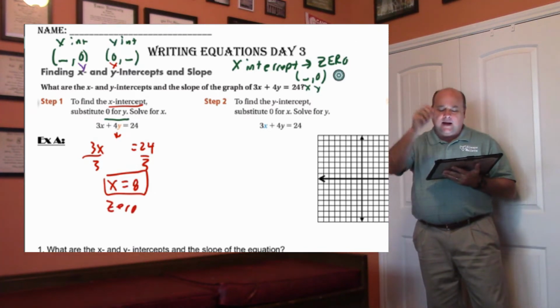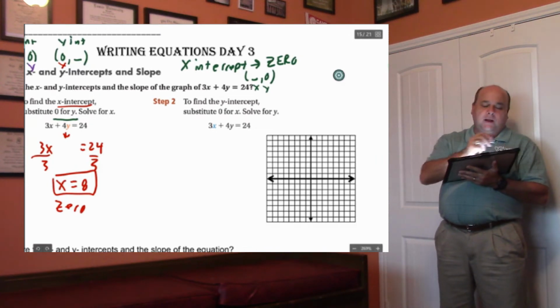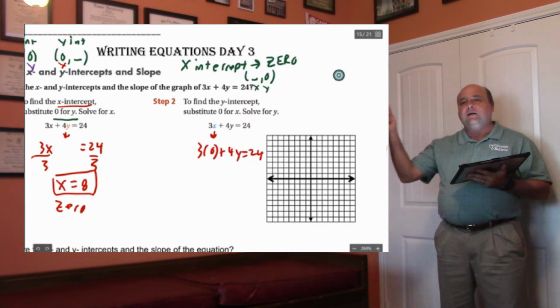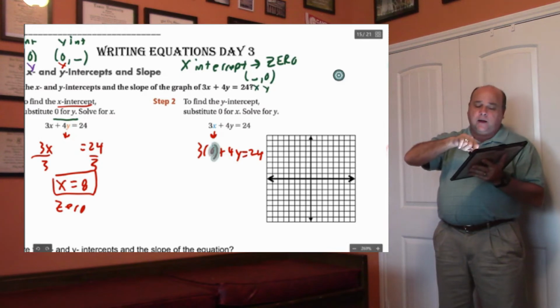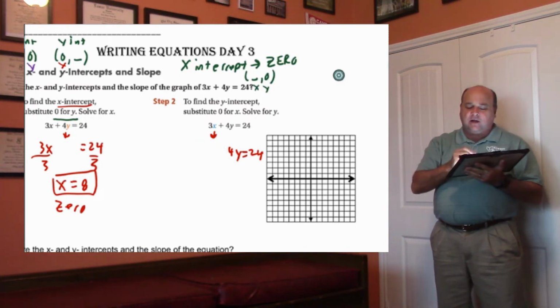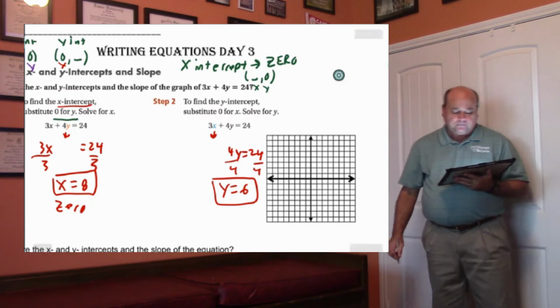Okay, now then we're going to find the Y intercept. So to get the Y intercept, we're going to replace the X with 0. So 3 times 0 plus 4 times Y equals 24. What is 3 times 0? It just goes away, right? So basically you're taking your X out, and you're just taking your 24 and 4 and dividing it. And you would get Y equals 6.